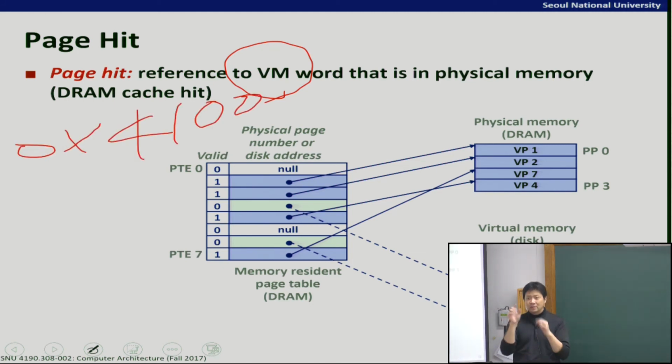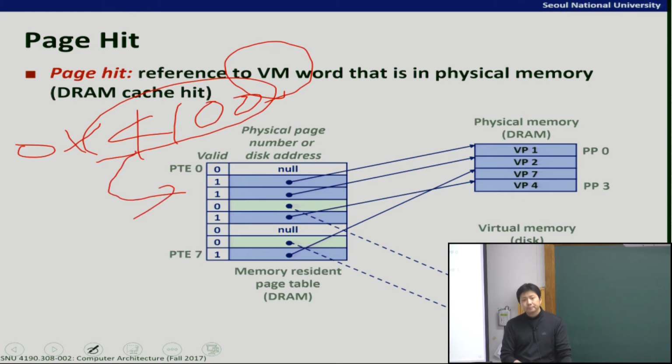Let's say you want to access a specific memory location. Whenever this memory request comes in, you have to first look up this page table. If you access the page table, you can figure out where this page is currently placed.